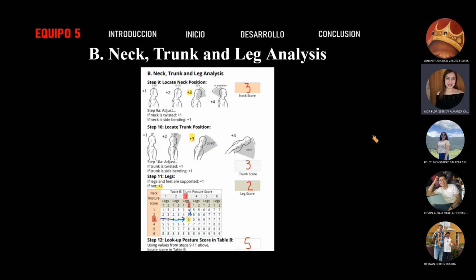In step 10, locate trunk position, I choose 3 points, and in the next step, 11, legs, his legs are not supported, so I added 2 points. And in step number 12, I need to look up posture score in table B. Using values from step 9 to 11, I got the score of 5 points.